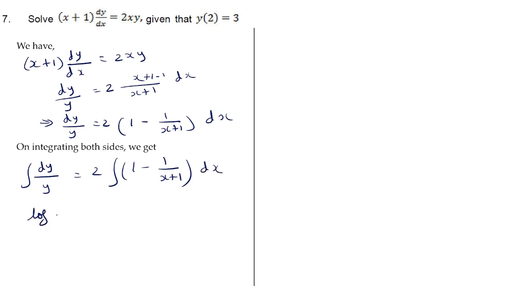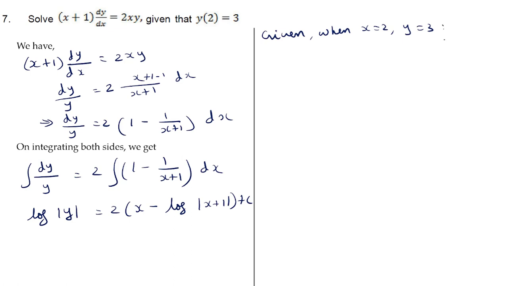Integral dy/y is log|y| equal to 2 into integral dx, which is x, minus integral dx/(x + 1), which is log|x + 1|, plus c. Here it is given y(2) = 3. Given, when x is equal to 2, y equal to 3.